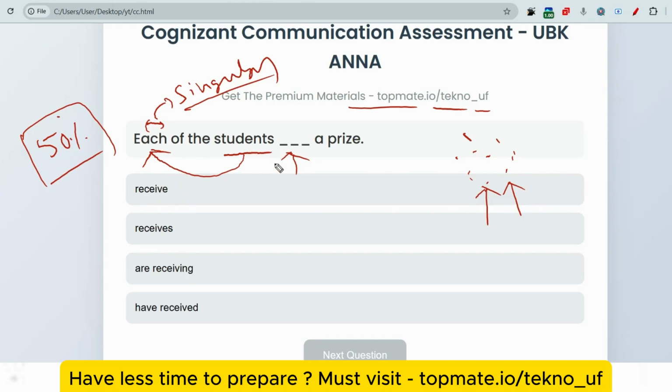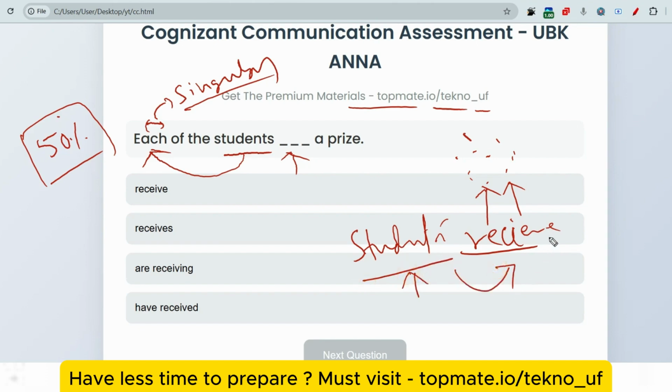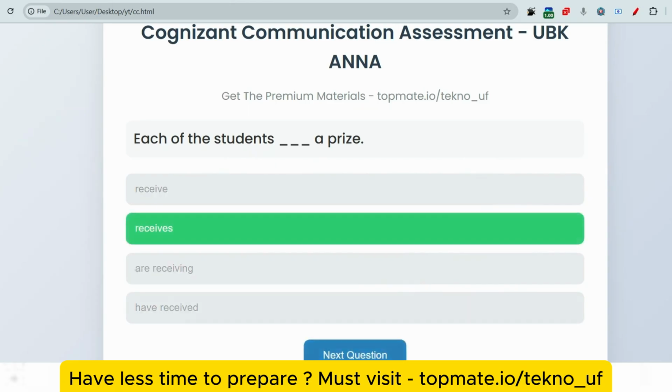Each of the students receives a prize. Sometimes when we use students receive, it is the correct thing, right? Students receive the prize, but as this is third person singular, not plural, we should not use receive. But here this is exceptional. Here the students are being referred to by each, so that's why we should use receives. Each of the students, as each is third person singular, we should use receives. Let me check that. You can see this is the correct answer.